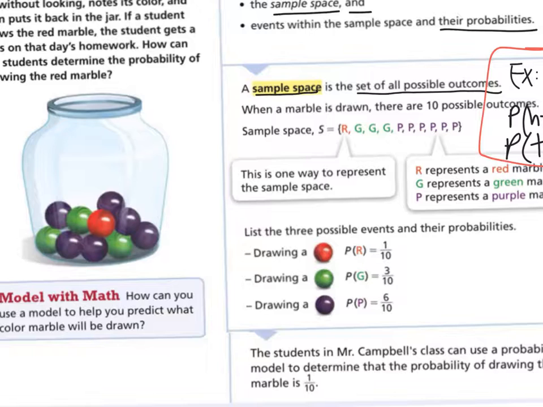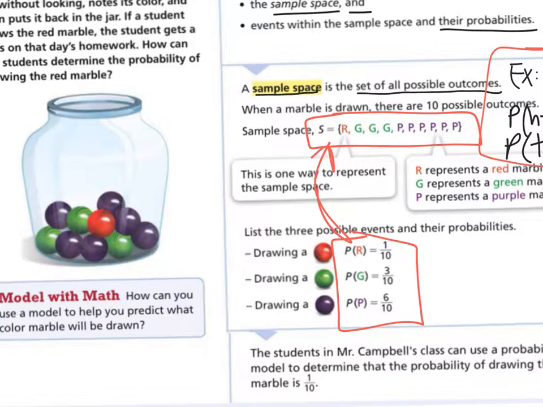Does that make sense? In other words, if I would only put R, G, P, I might think I have a 1/3 chance of getting any one of those. I actually don't have a 1/3 chance of getting any of those, it's based off of the 10 marbles that I have. Okay, so that is the sample space listed there. Again, if we listed our sample space here along with the probabilities here, those two things together would make up our probability model.